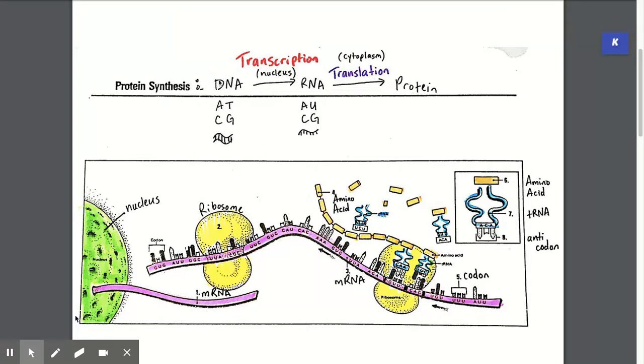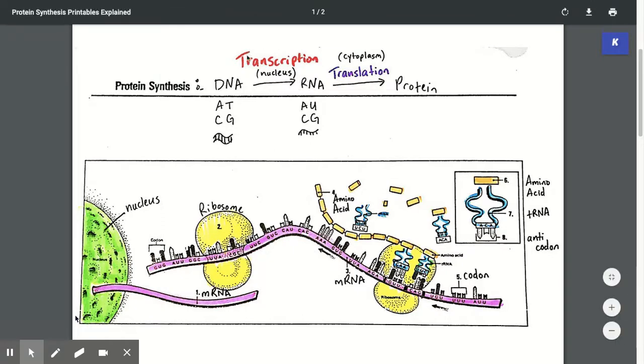Here I've outlined the concept, DNA to RNA to proteins, which is what we call the central dogma in biology. Remember, DNA is double-stranded, has the bases A, T, C, and G, and RNA is single-stranded, A, U, C, and G. And that message of DNA stored in RNA is the process of transcription, and that happens in the nucleus.